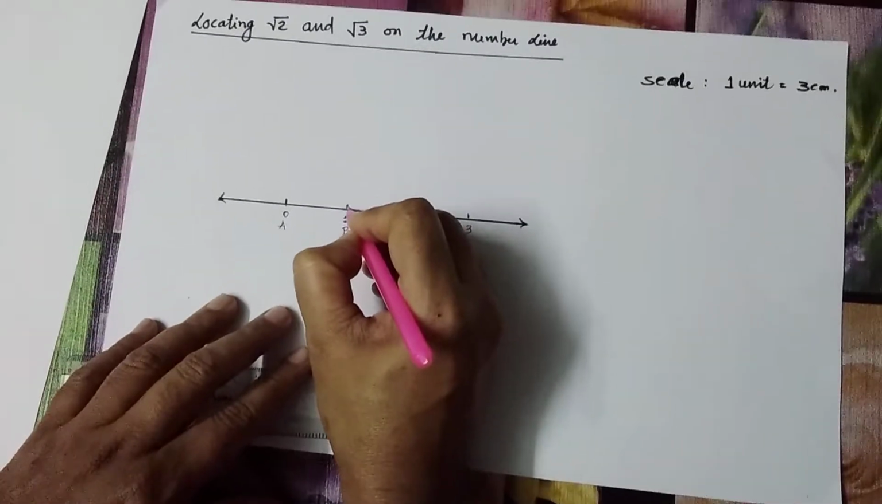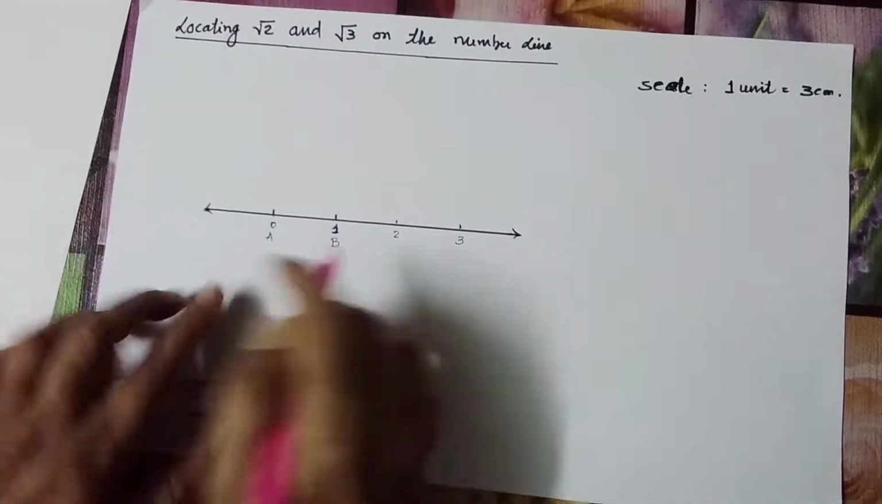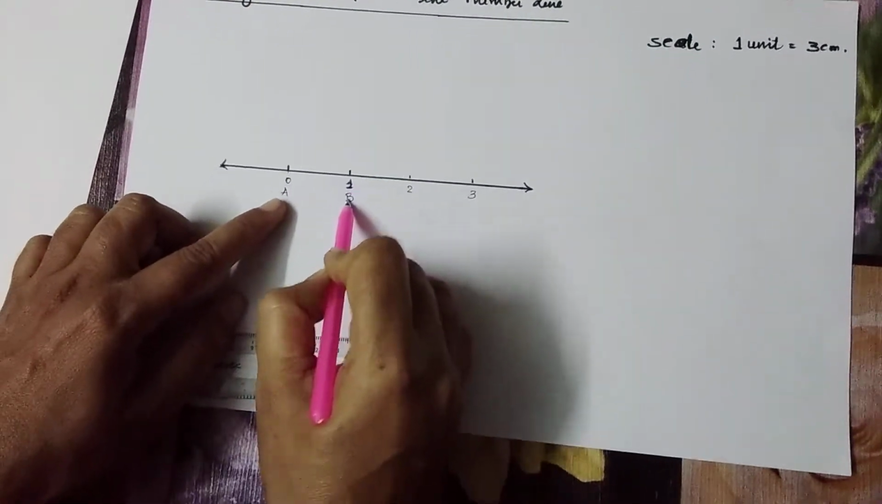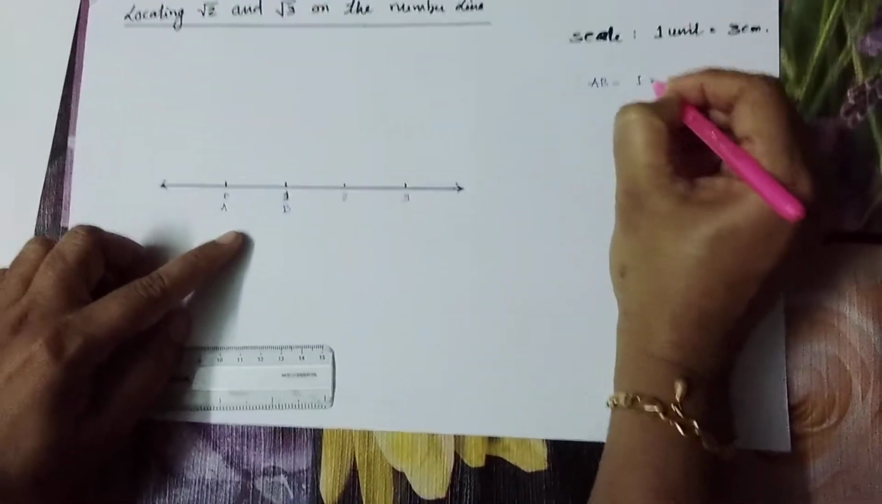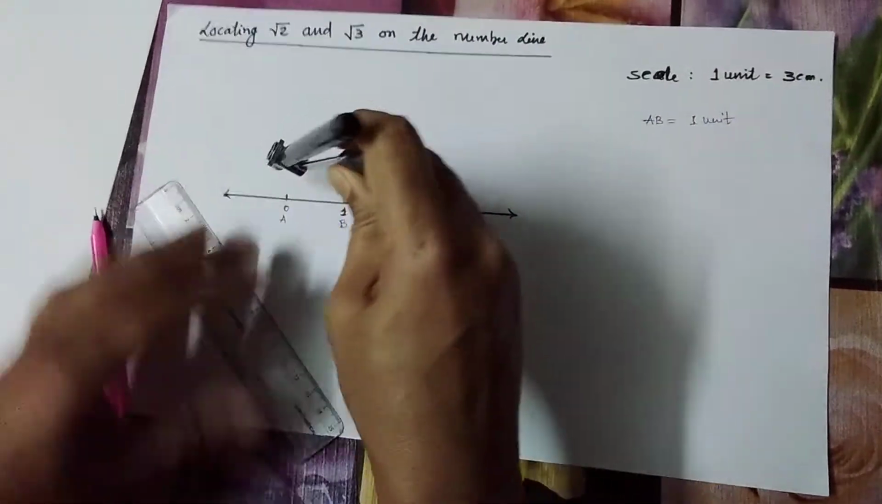So at B we have to make a perpendicular. Since A to B distance is 1 unit, so we have to make a perpendicular at B. You all are aware how to construct a perpendicular. So I am showing the procedure. Go through it.